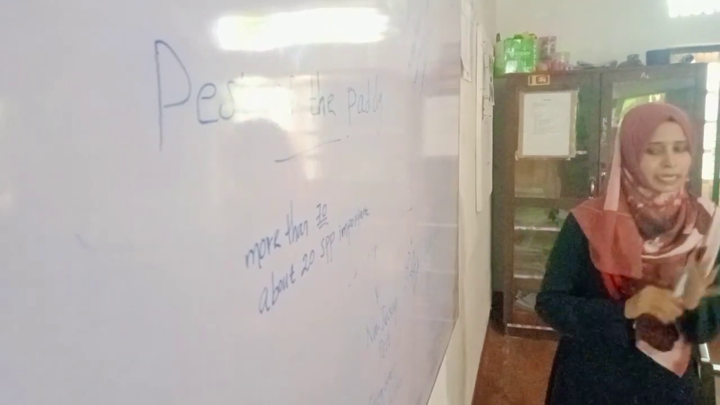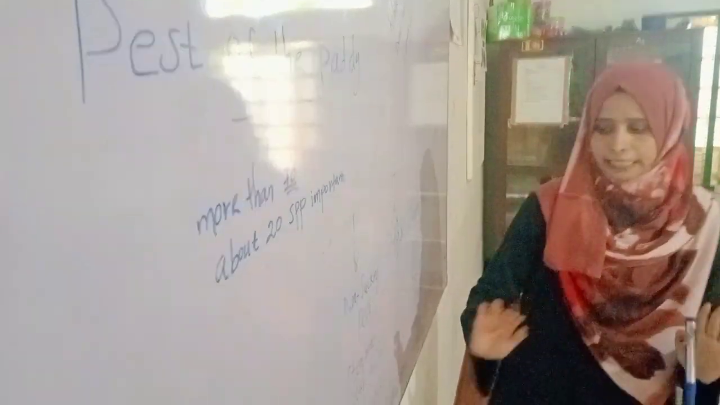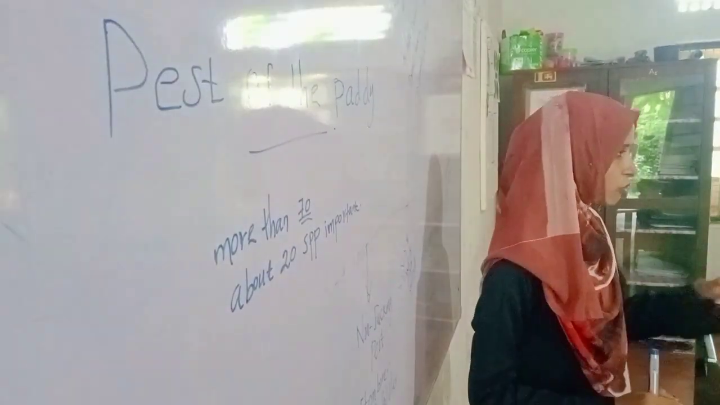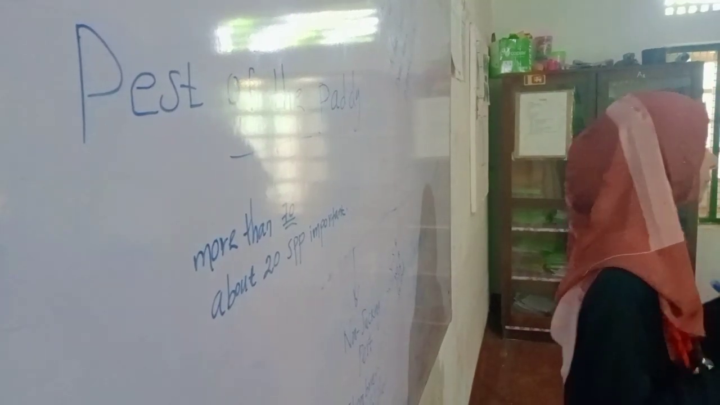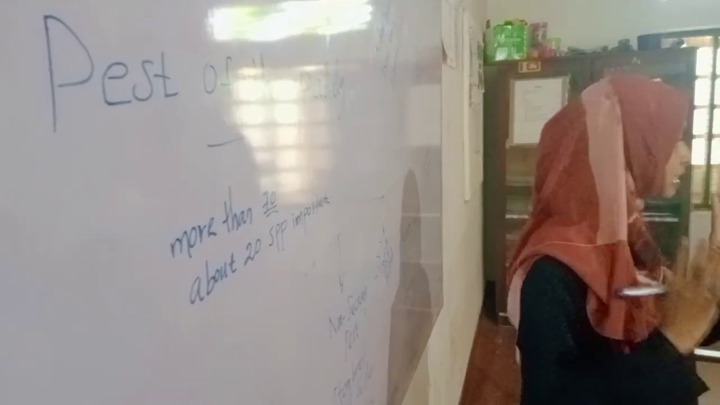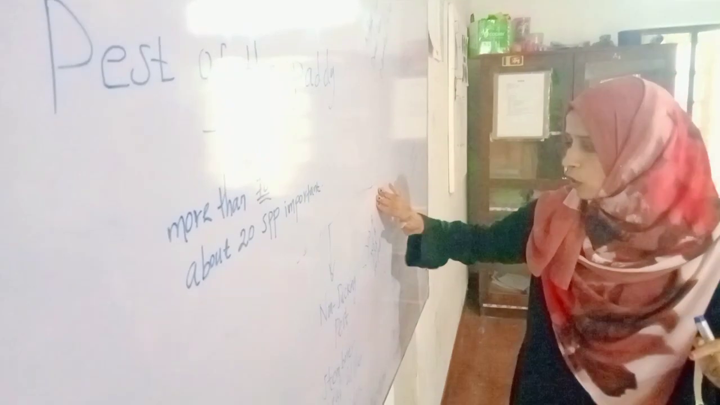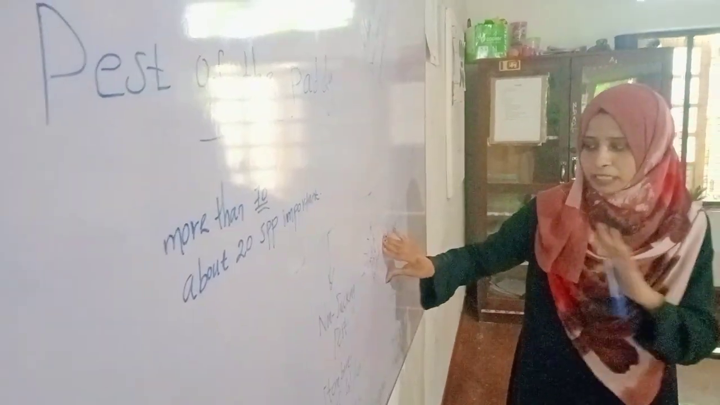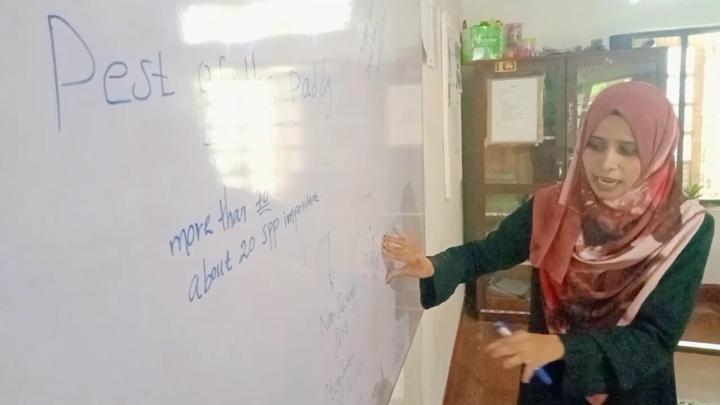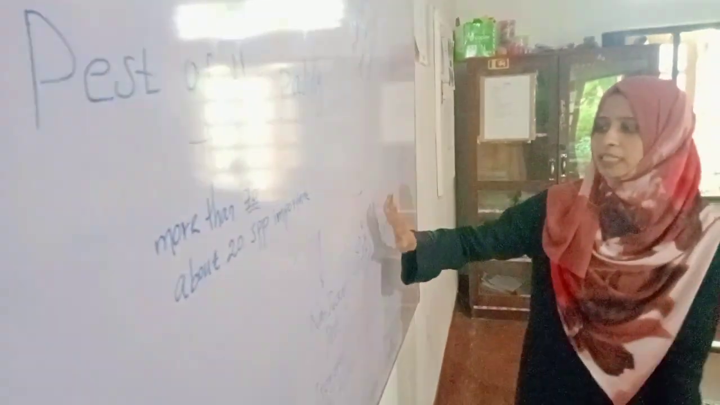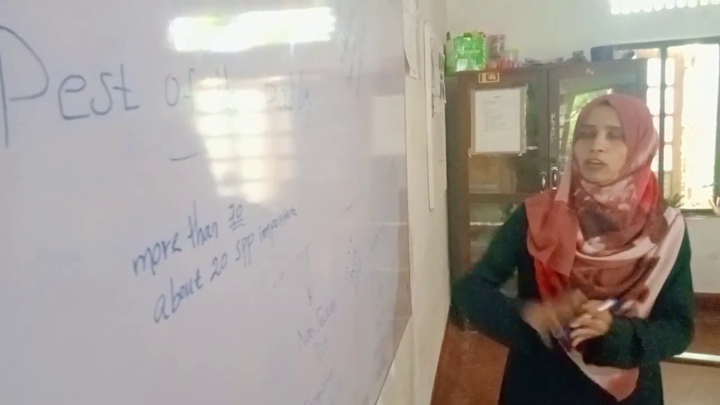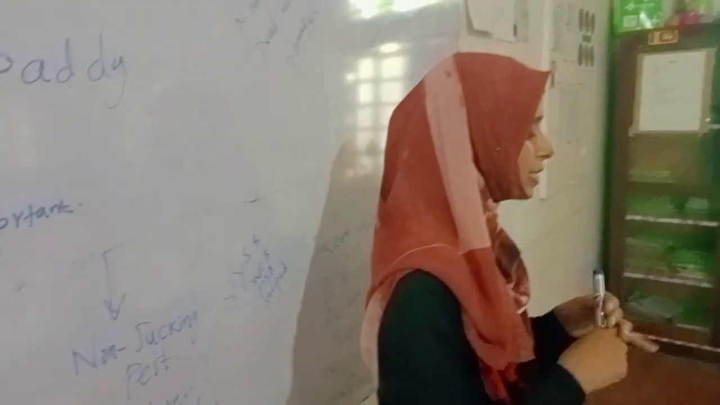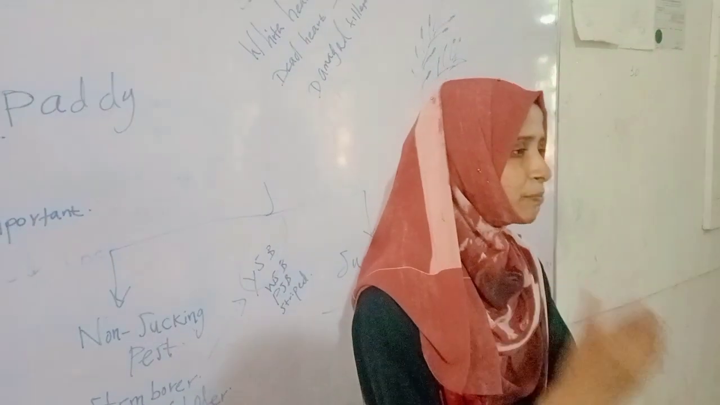My topic is stem borer. Mainly five species are important for stem borer. It is a major serious pest. The species are yellow stem borer, white stem borer, pink stem borer, striped stem borer and others. The major one is the yellow stem borer. Now the symptoms of the yellow stem borer.